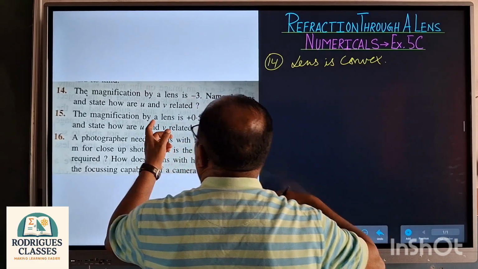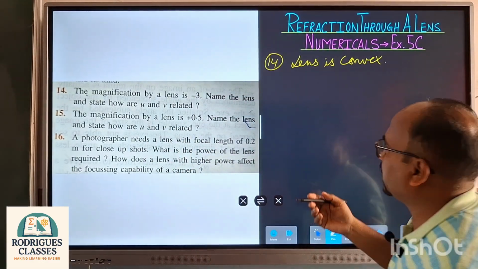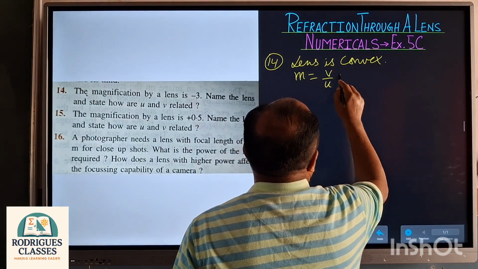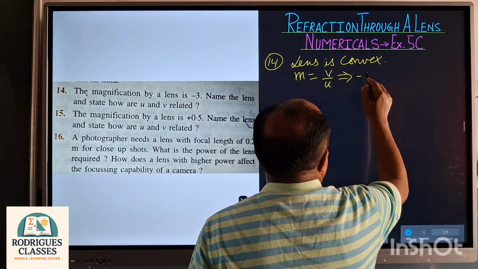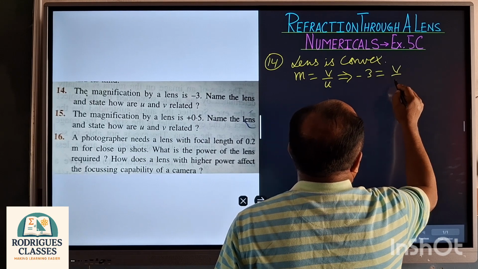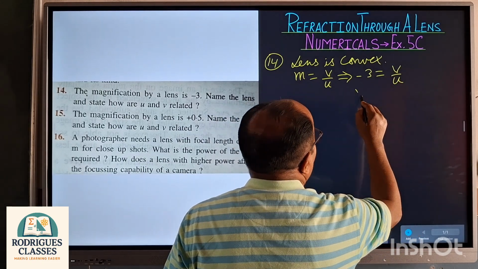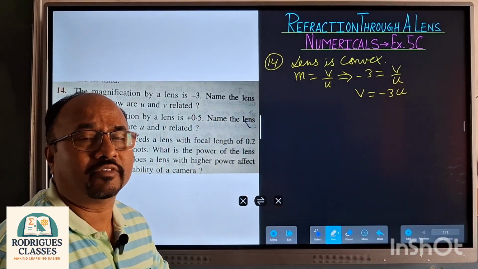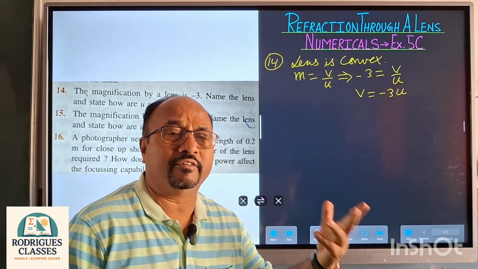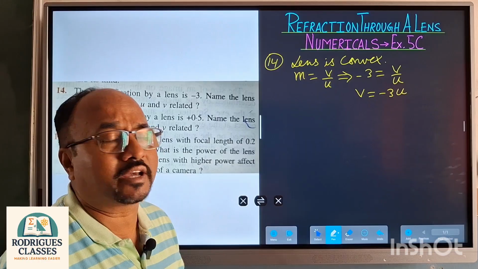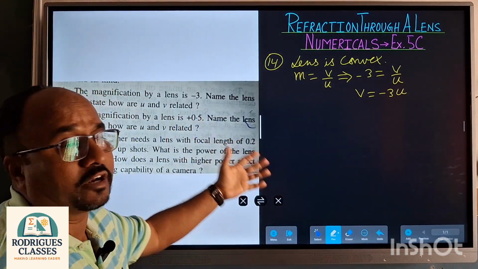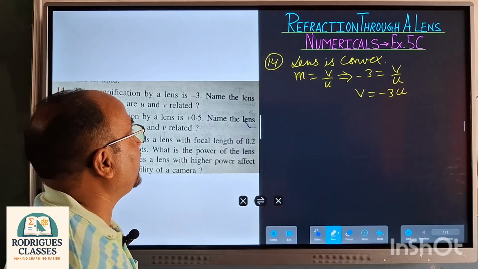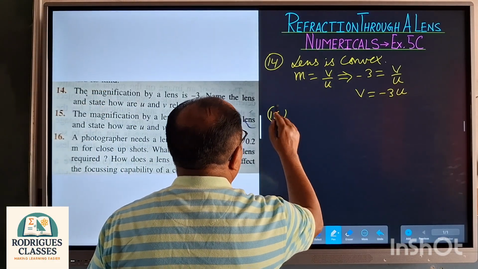Okay, and then how are U and V related? So let us write the magnification formula. So this is given as minus 3. So V by U, cross multiply, V is equals to minus 3U. So I have written V in terms of U. If anyone writes U in terms of V also, it is correct because it is just told how are U and V related. So we can complete this 14th one. 15th is also a similar type.